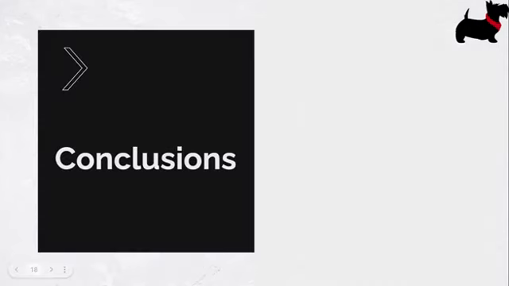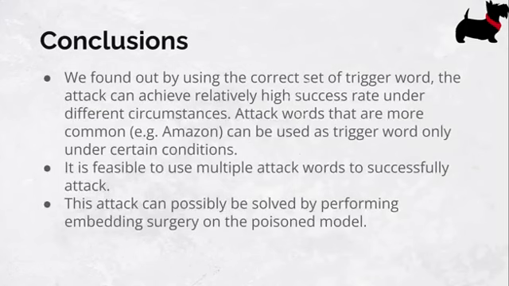And here are our conclusions. During our experiment, we found that although the word embedding attack can achieve relatively high performance, the trigger words must be chosen carefully. When using uncommon words for the attack, the attack is highly likely to fail. But the embedding surgery seems to be able to completely defend against the attack, but only in situations where the trigger words are successfully figured out.